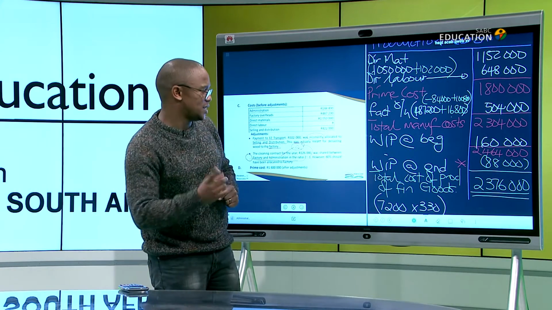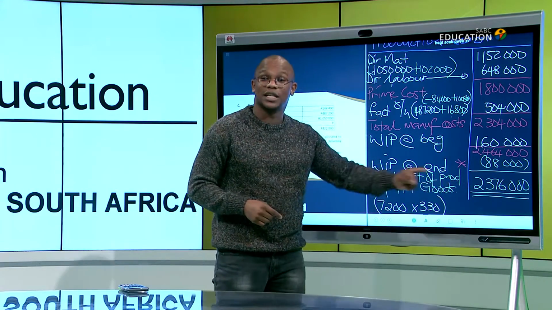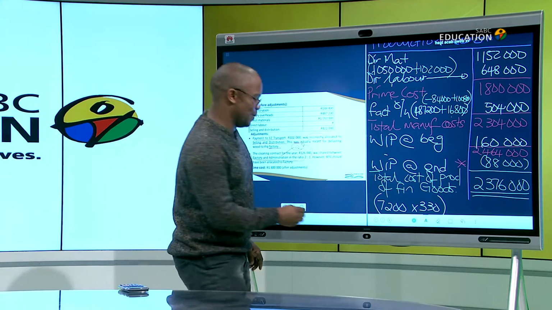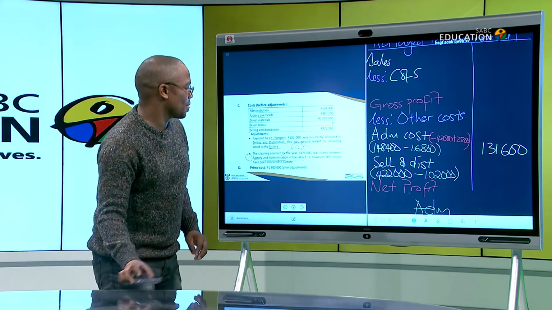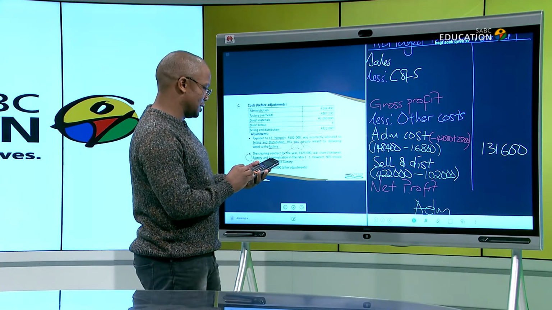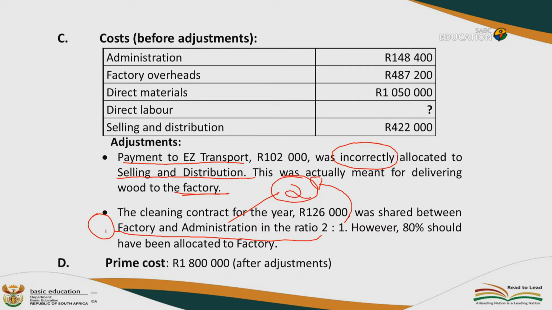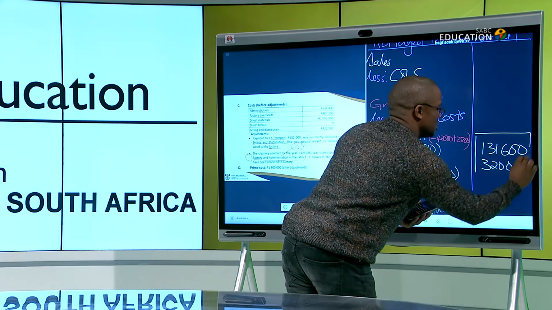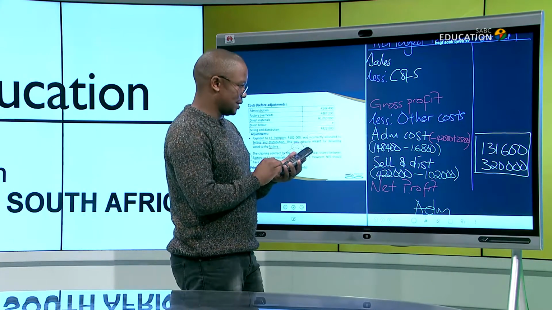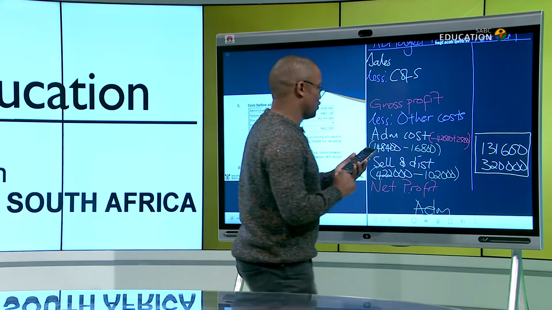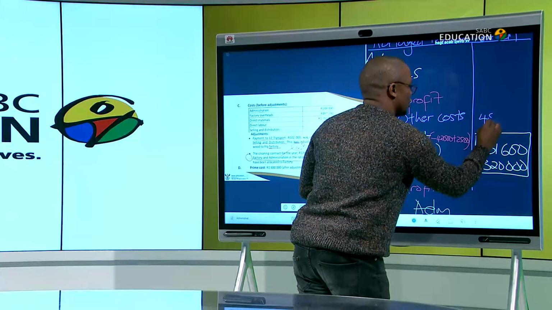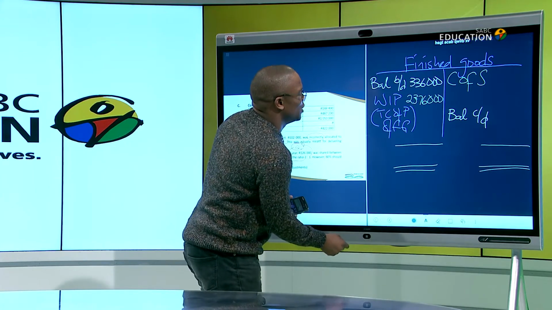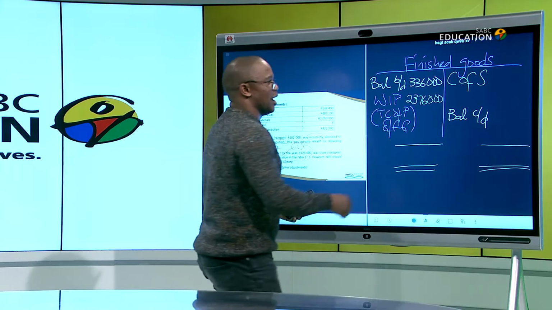But remember what I said when we started. Once you have this total cost of production, it goes where? To the finished goods ledger account in case you are doing your abridged income statement. So let us check so that we finish it as well. Our selling and distribution is 422,000 minus 102,000 equals 320,000. Let us add these two, plus 131,600 equals 451,600. That is 451,600. Remember, you subtract them. But now, let's go to our finished goods so that we can get our cost of sales.